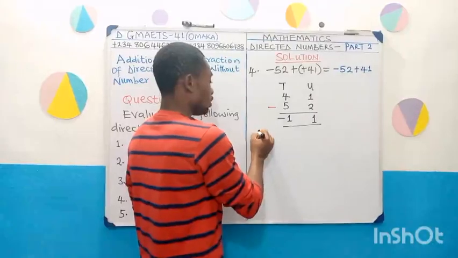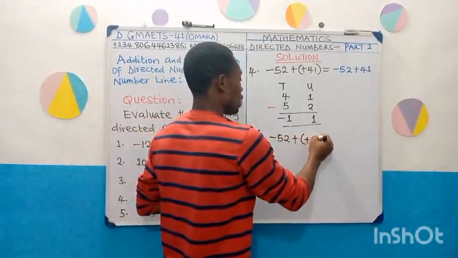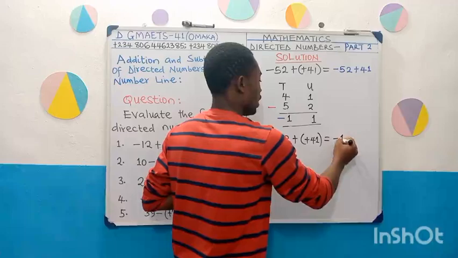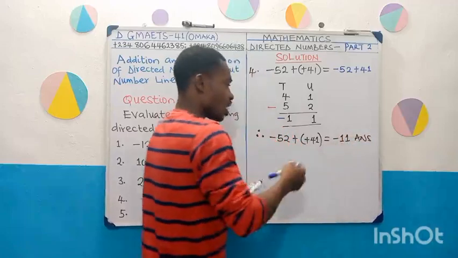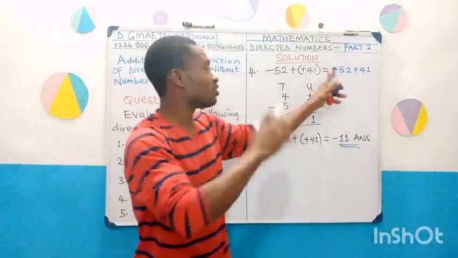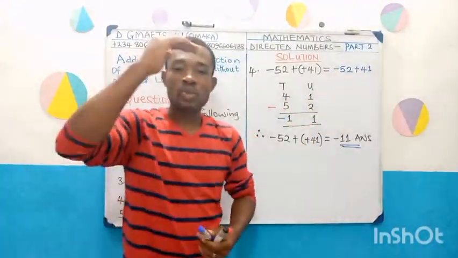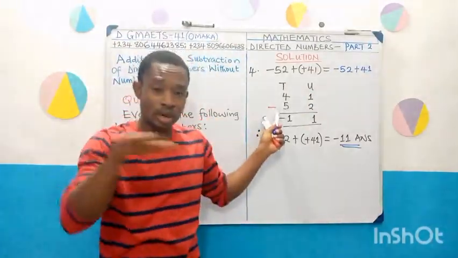Let's conclude. Therefore, minus 52 plus bracket plus 41 is equal to minus 11. That's the answer. Okay, so you see how we solved this question. It's a simple one. Whenever they have different signs, one is minus, the other is plus, the number with plus will always come first if you're arranging. The one with minus will come under.